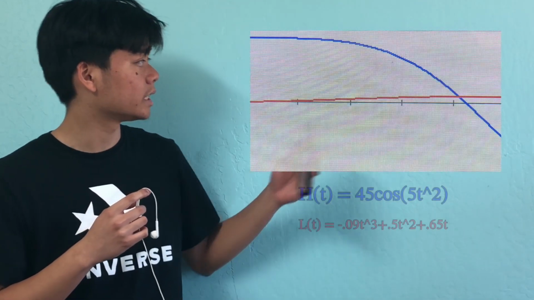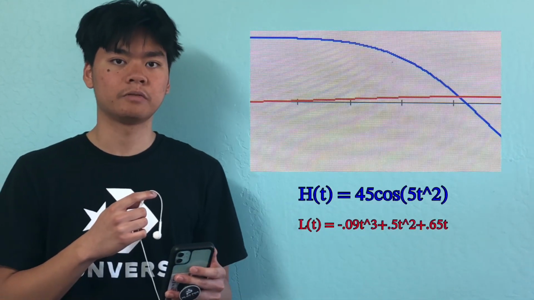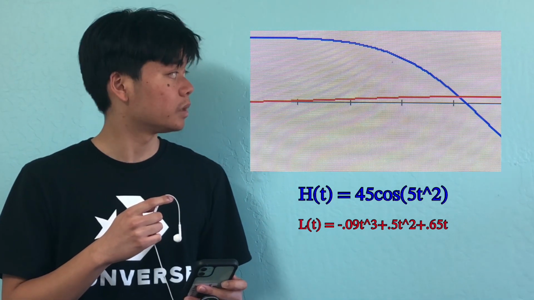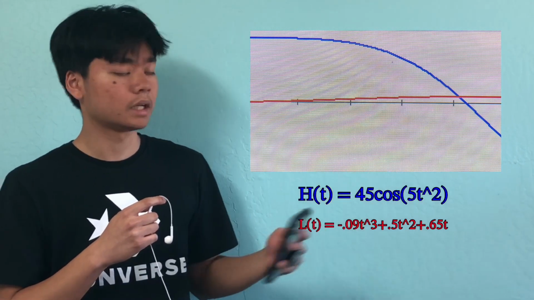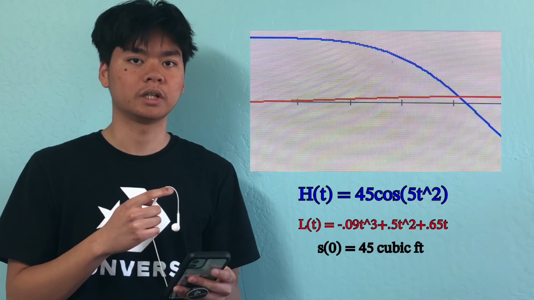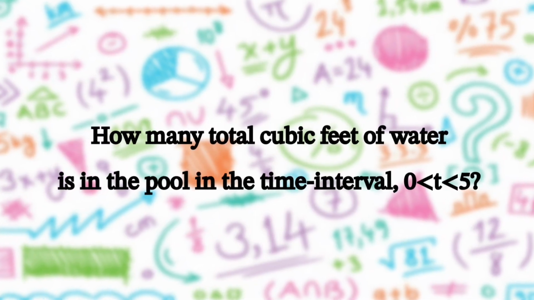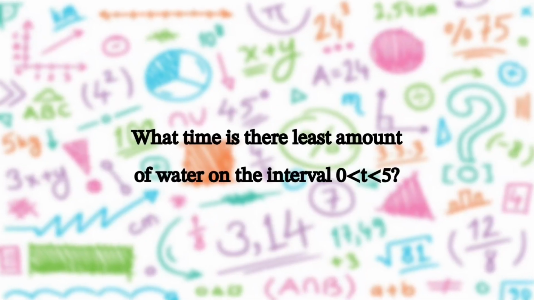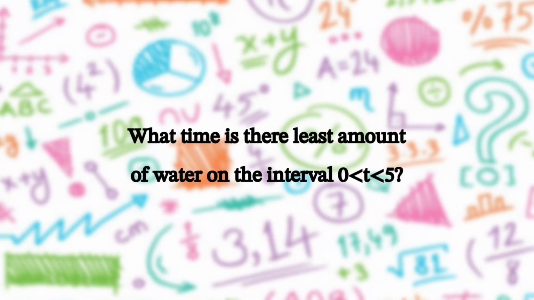The rate at which water flows into the pool is modeled by the function h. The rate at which the filtering system takes out water and then brings in the cleaner water is modeled by the function L. At time equals 0 hours, there is about 45 cubic feet of water in the pool. Question 1a asks, how many total cubic feet of water is in the pool in the time interval 0 to 5 hours?